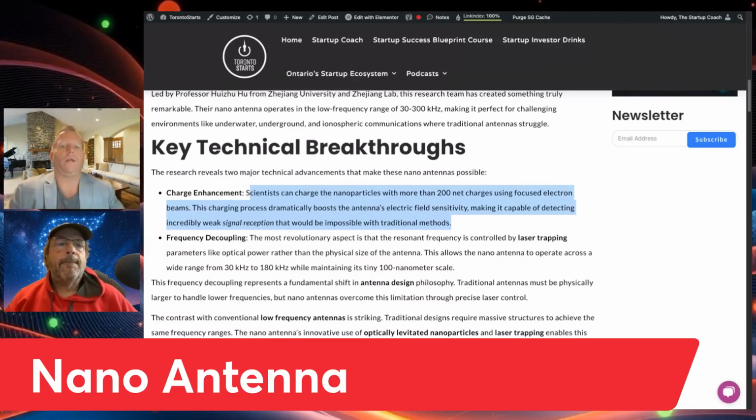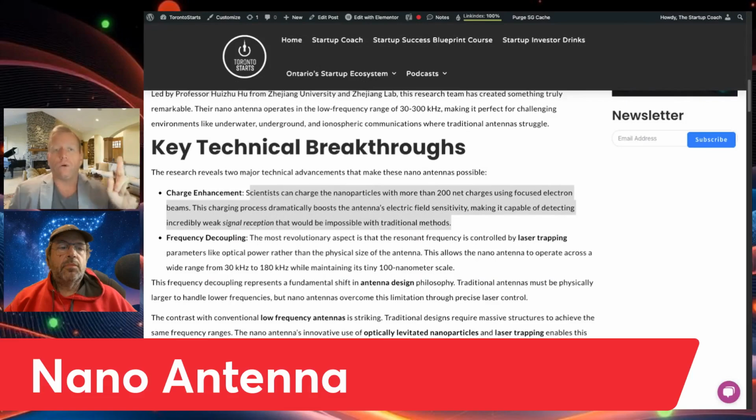So the way they sidestepped this was by letting laser power, not size, determine the antenna's resonant frequency, which is cool. This decoupling allows nano antennas around 100 nanometers to operate effectively across the 30 to 180 kilohertz range, which covers essential low frequency bands for long range wireless communications.